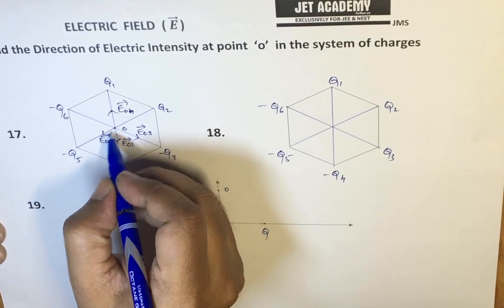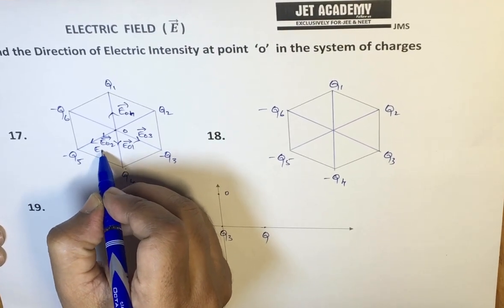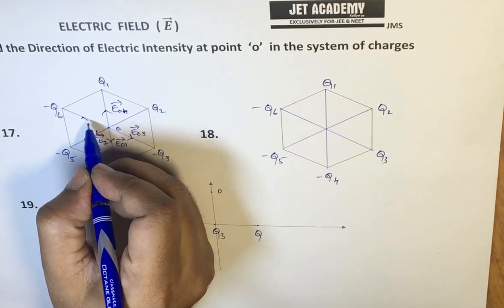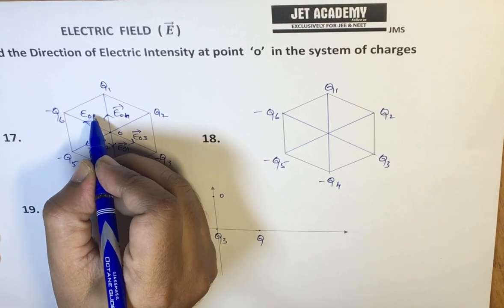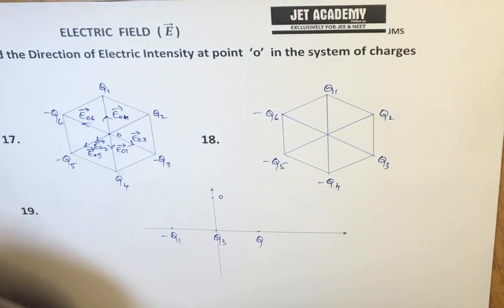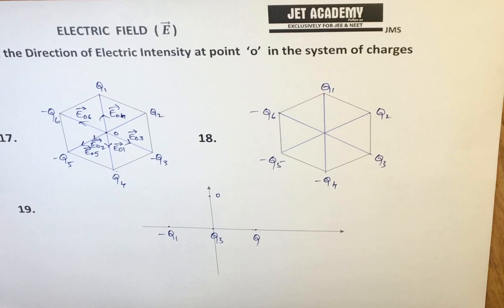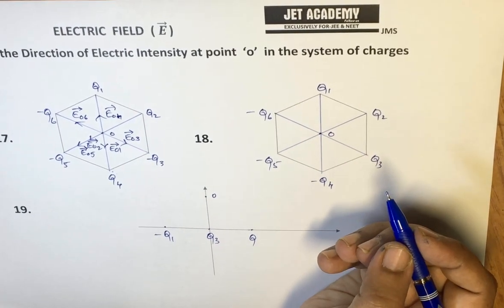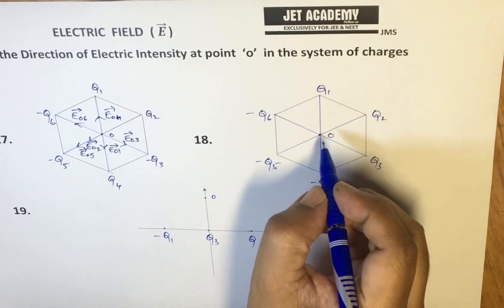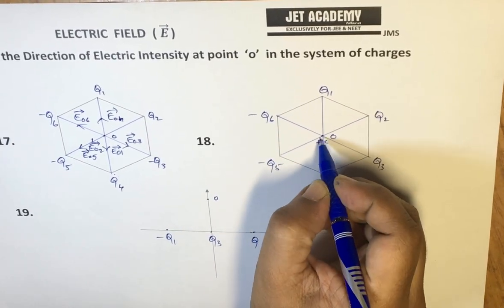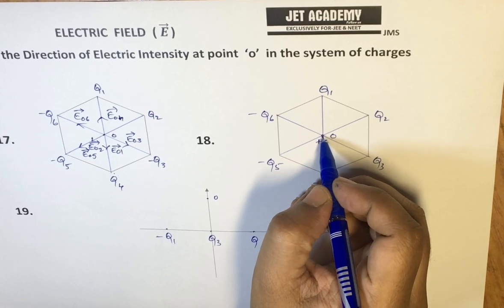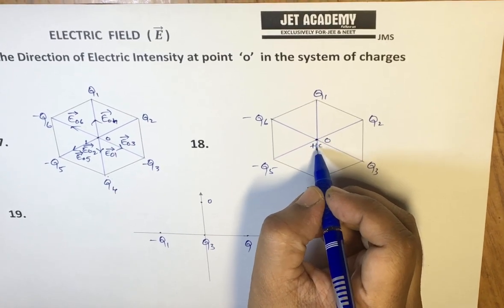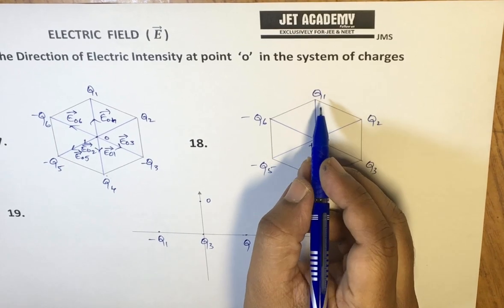5, this is attracting in this direction, EO5. 6 is also attractive, EO6. Similarly, O is at the center. If I am going to give plus 1C at the center, then at the considered point, O is the center, hence I keep the plus 1C. Then this plus 1C experiences a Coulombic force direction due to the positive charge.